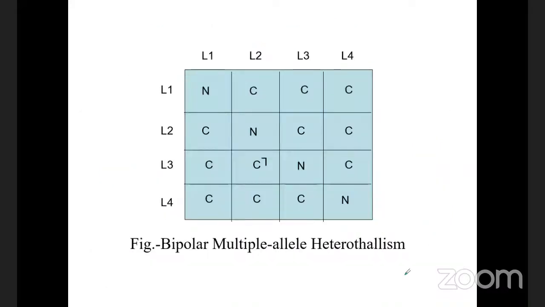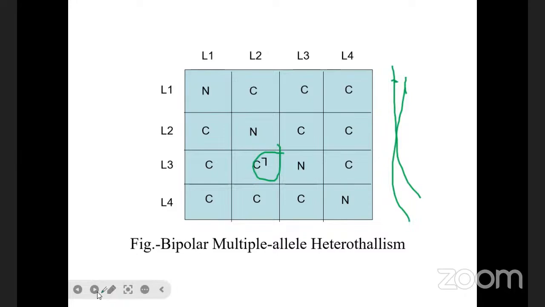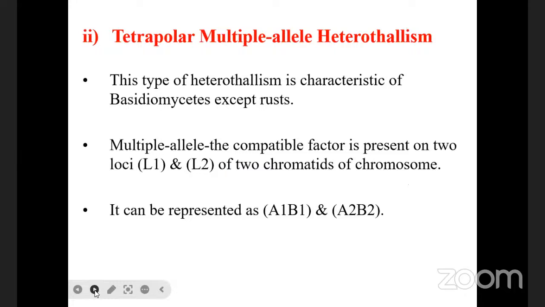Okay, you can see here the 4 loci. A locus is the genetic place on the chromosome. You see, where there is a genetic material, that is a locus, like that L1, L2, L3, L4. There are variations happening in this because of this allelism. Okay. You can see the tetrapolar multiple allele heterothallism.